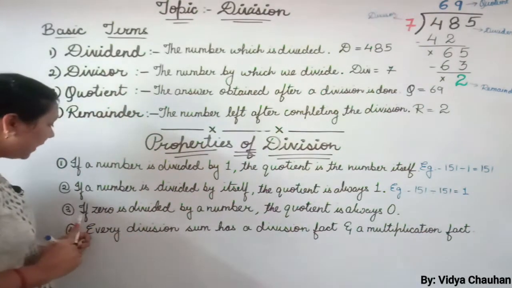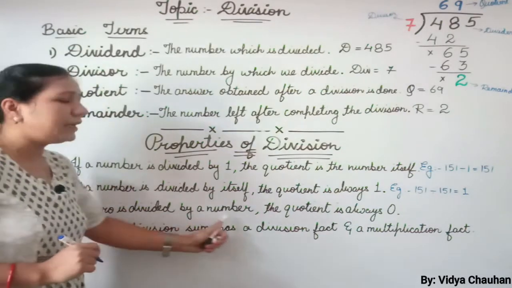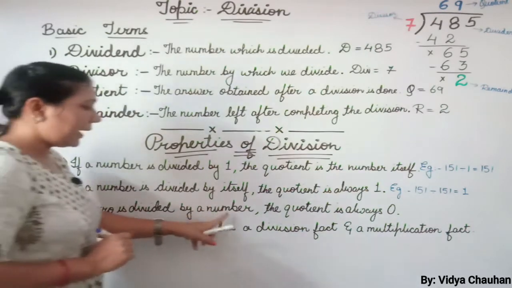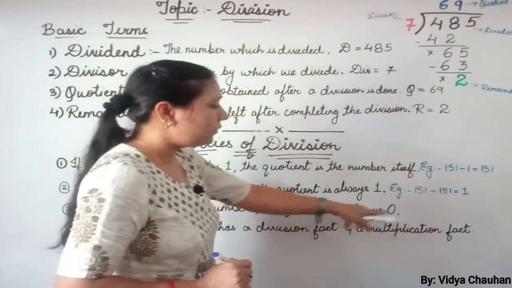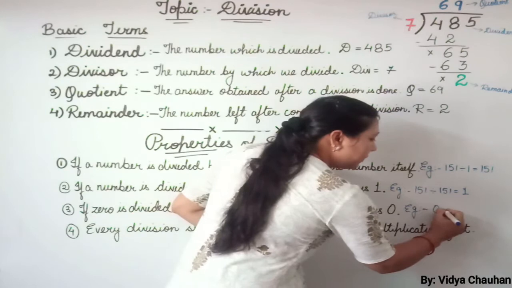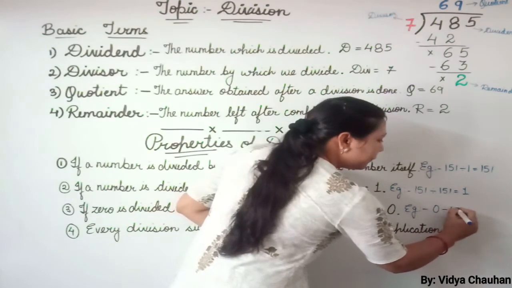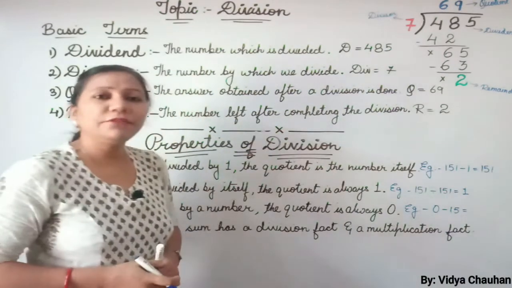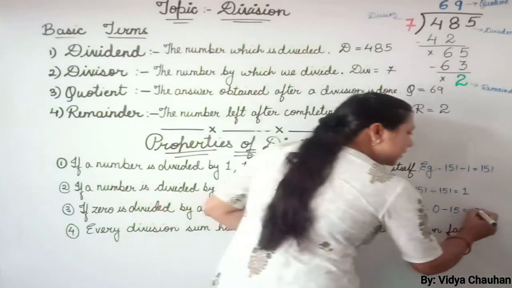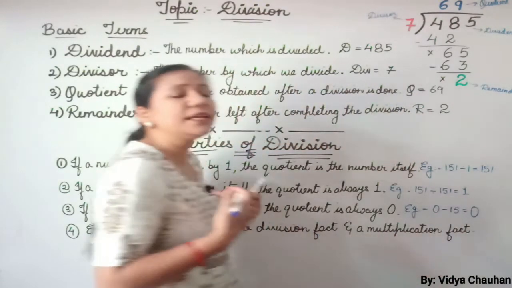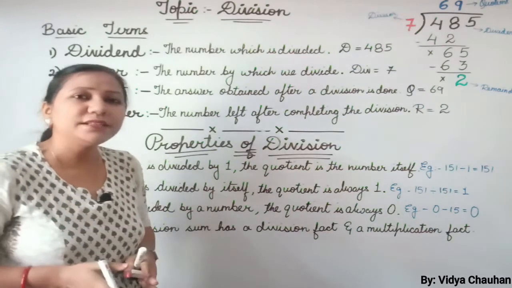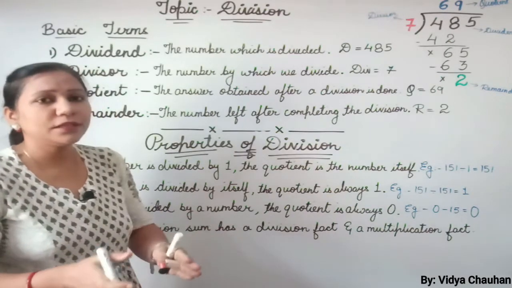The next property says, if 0 is divided by a number, the quotient is always 0. For example, if I am dividing 0 by another number, which is 15, suppose. What will be the answer? Yes, the answer is always 0. So this is our third property, which says that if we divide 0 by any number, the answer is always 0.